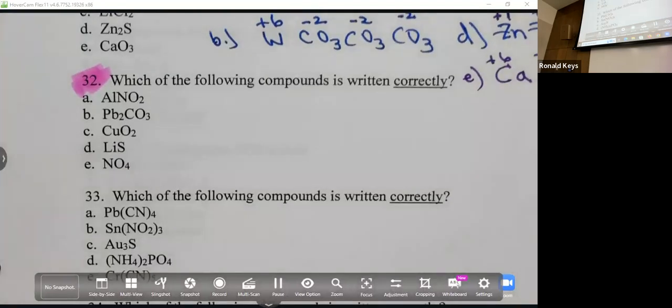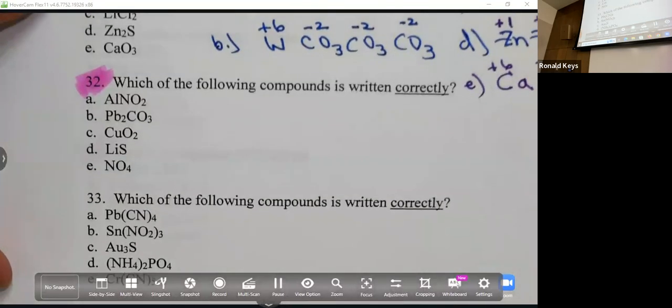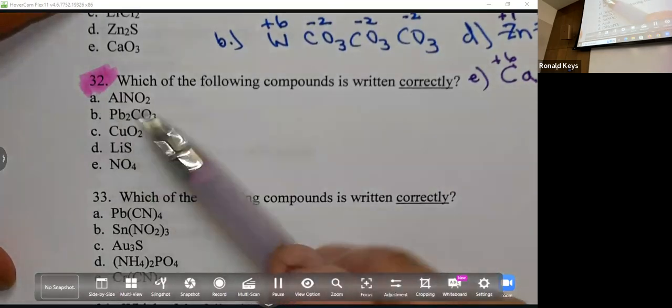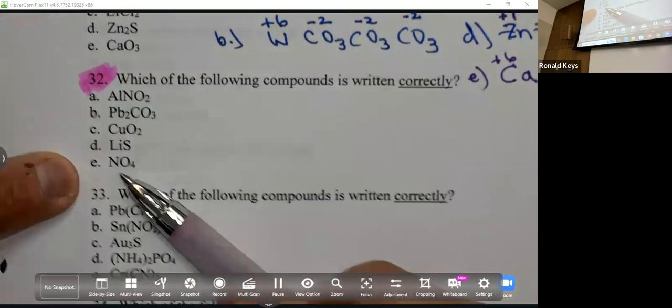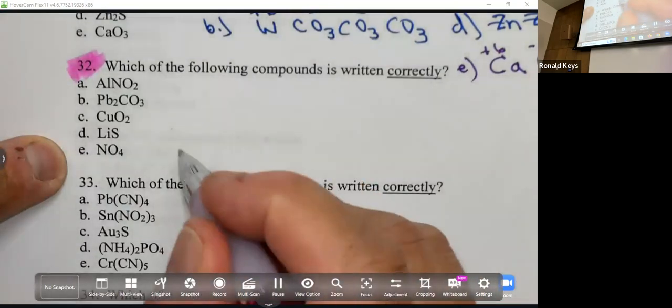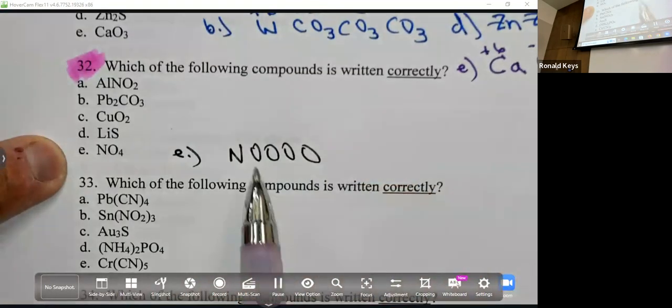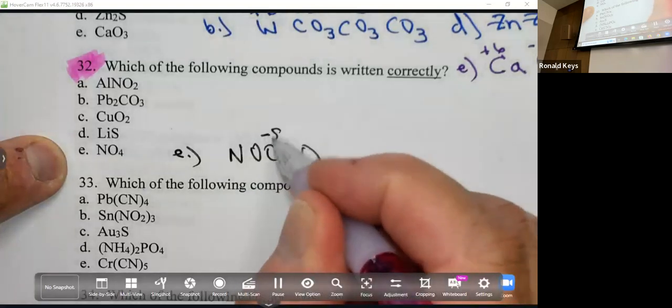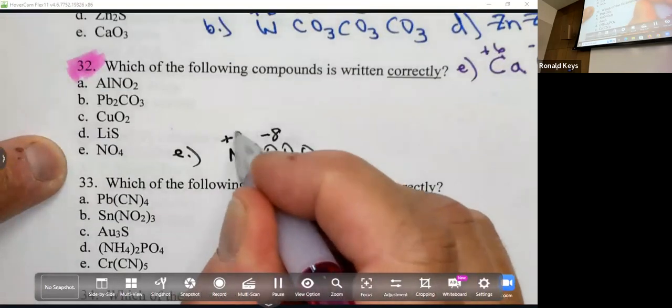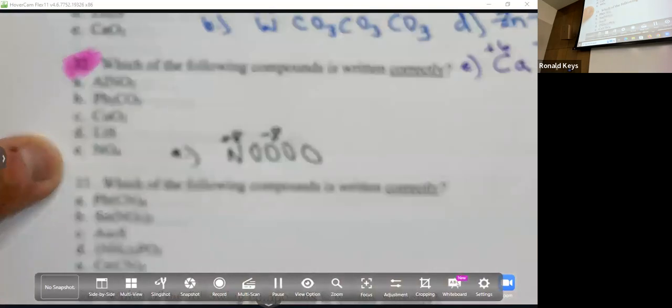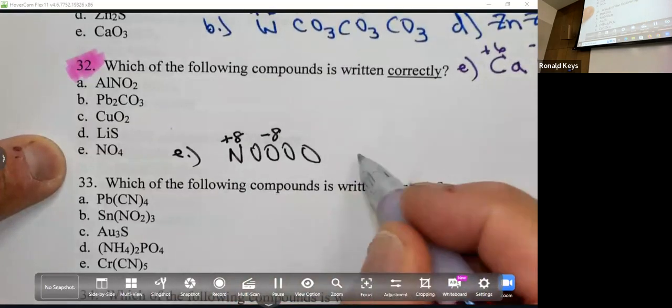32. At 32, I actually fixed up 32. I changed it a little bit because of the top two, but let's attack this from the bottom. If we do E first, you have NO4. What's the charge of oxide? Always, always, always negative two, we've got four of them. That's negative eight. That means nitrogen would have to be a positive eight, right? And that's just garbage.